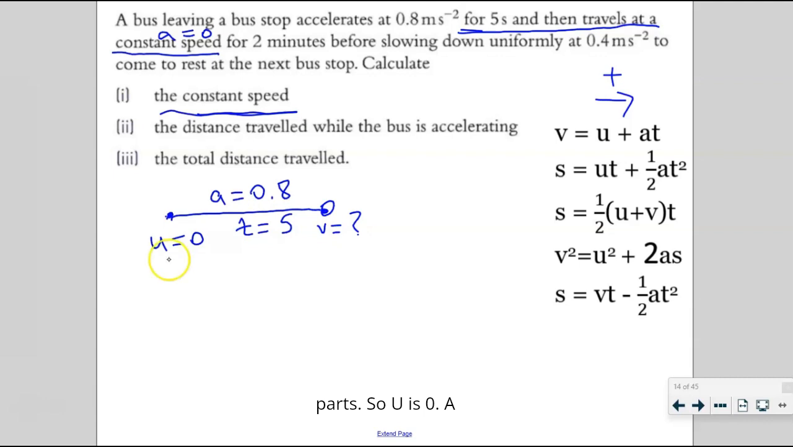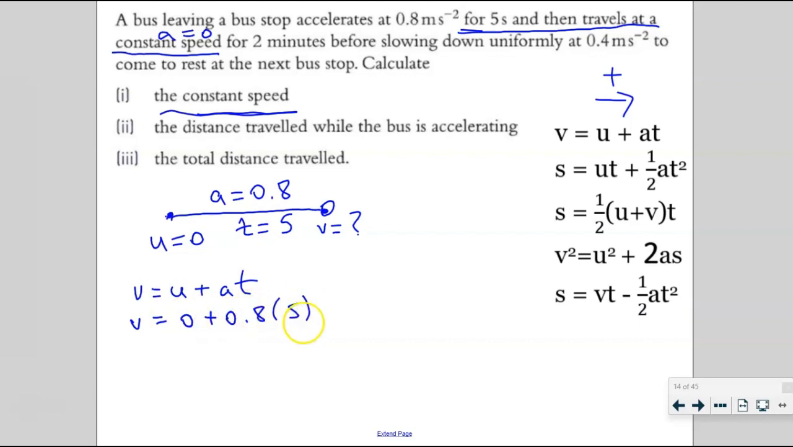Okay. So u is 0, a is 0.8, t is 5. We need to find v. So which formula connects all of these? That would be the first one. Right, so v is 4. Now this is the constant speed. So that's part A done.